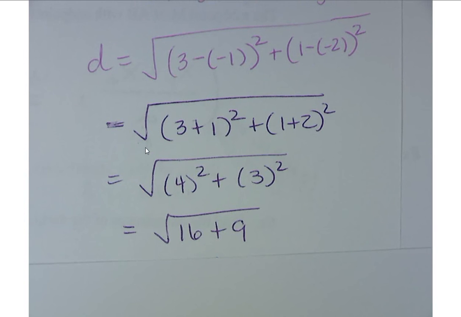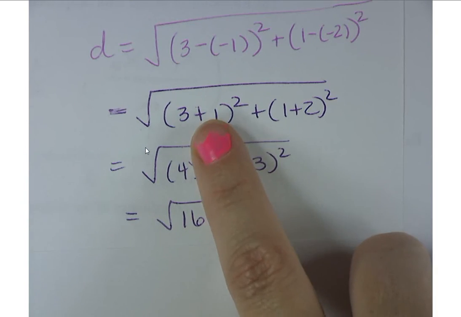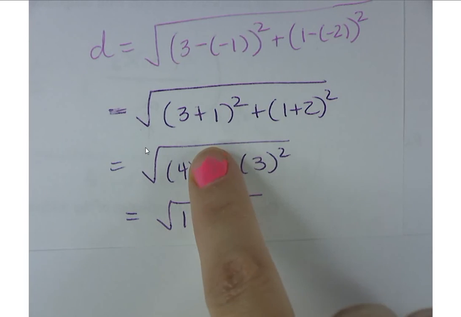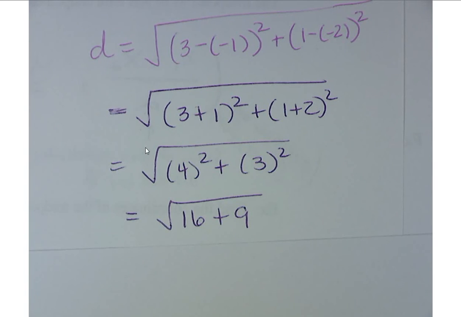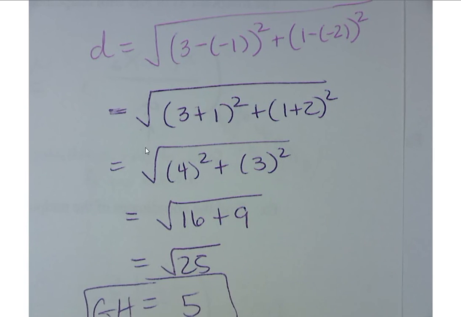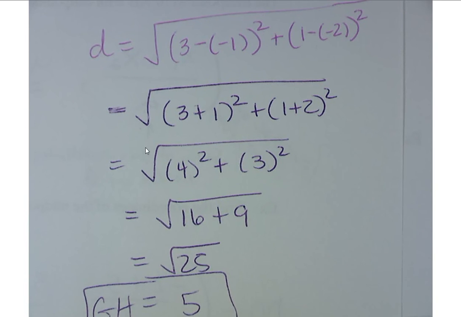And then 16 plus 9 would be 25. So I wrote this step down just so you could see minus a negative is going to be plus, just in case you're having some trouble with that. And then 4 squared and 3 squared is the square root of 16 plus 9. And then you got 5.